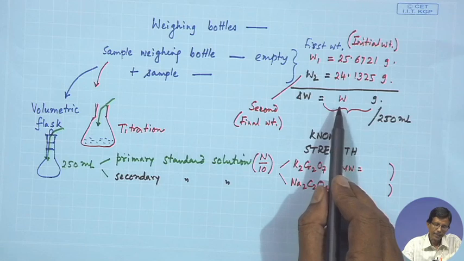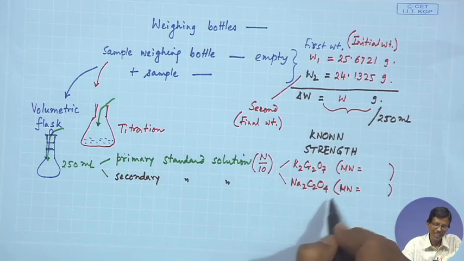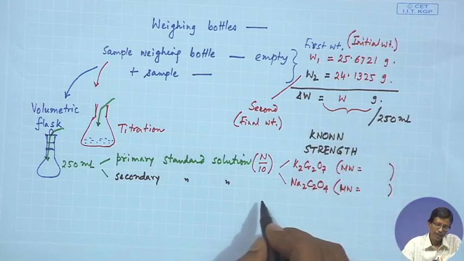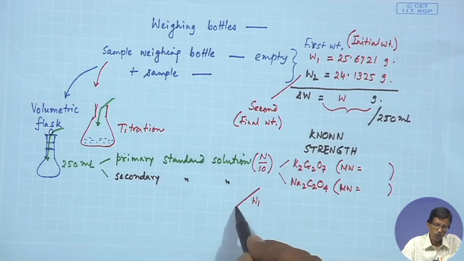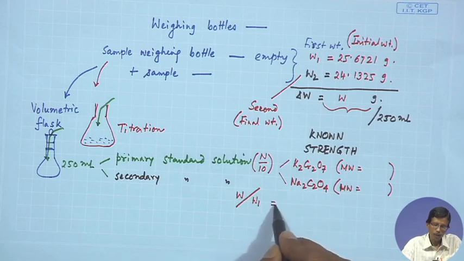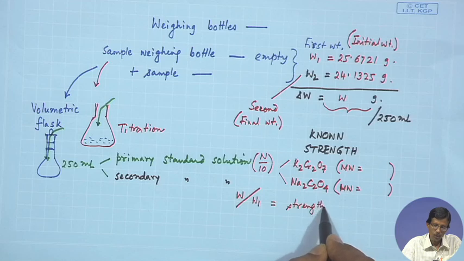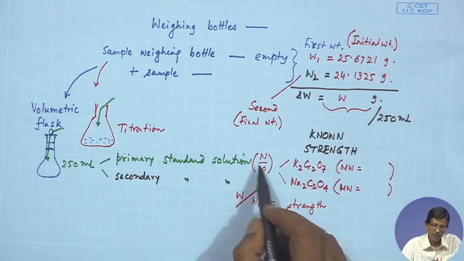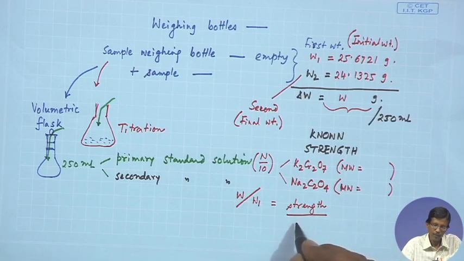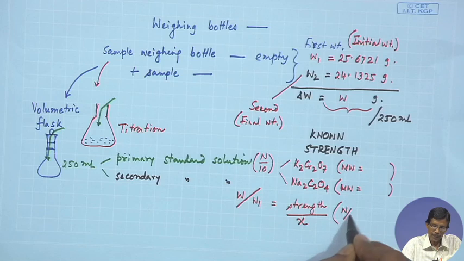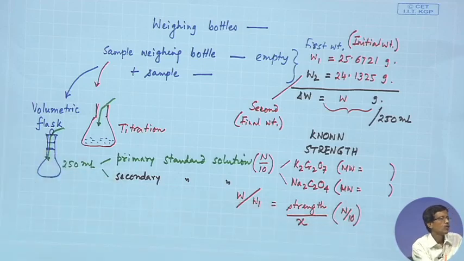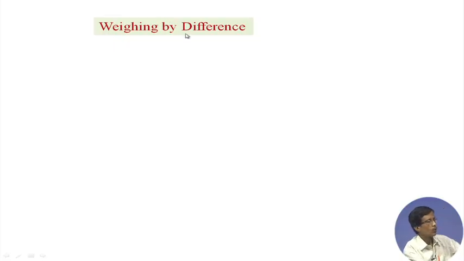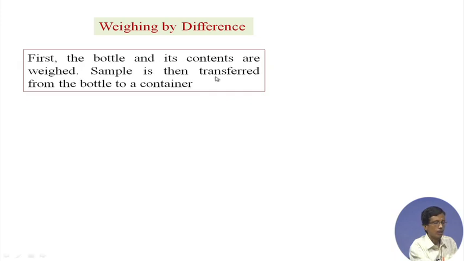So, suppose this particular disodium salt of oxalic acid dihydrate, you know this W, and the amount required, that means W1, which should be very close to this W1. So, weight taken W by W1 will be the strength of the solution we are going to make. So, if it is in the range of this N by 10, there will be a factor, we call it some factor x into N by 10. So, that is a very simple technique where we go for the sample preparation or solution preparation by difference. So, this difference basically tells us something, where we get that first the bottle and its contents, what I just told you.